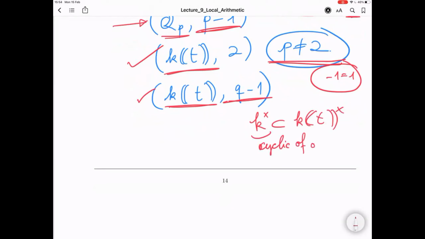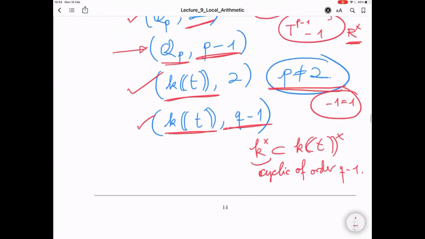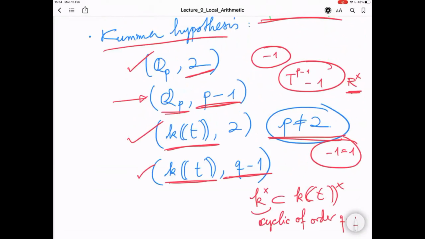of order q-1, right? So these are the 4 cases where the Kummer hypothesis holds. 4 pairs K, n, K being a field of interest to us, so it's either Q_p or k((t)), and n being an integer such that K contains a primitive nth root of unity.